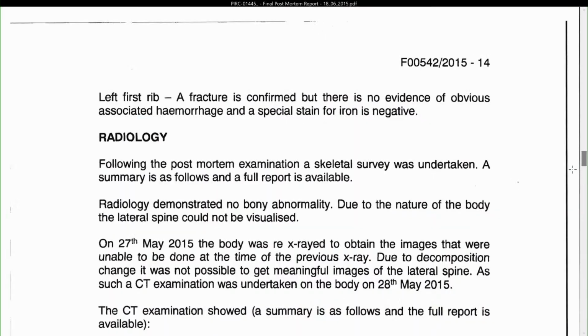And you'll see that it says left first rib, a fracture is confirmed, but there is no evidence of obvious associated hemorrhage, and a special stain for iron is negative. I wonder if you could explain this to the chair. So when I've gone back to look at the rib, I've found the fracture grossly. I've taken that rib from the body, I've taken the fracture area from the body, and I've then dissected that in order for that fracture to be looked at down the microscope, because I want to make sure it's a fresh fracture, there's no evidence of healing, and also to look at any reaction that might be associated with it.